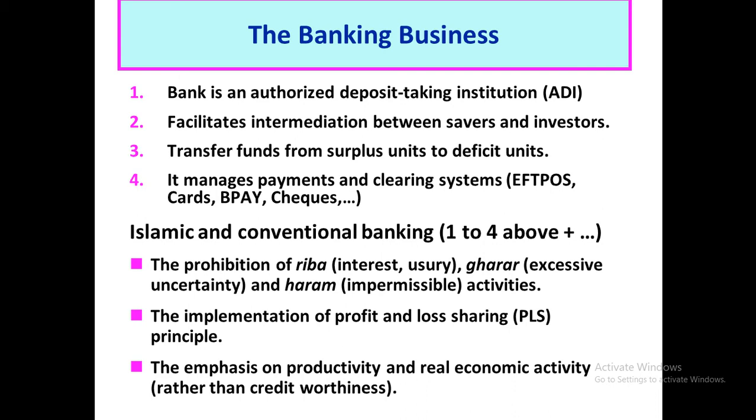The next aim of the Islamic bank is the emphasis on productivity and real economic activity rather than creditworthiness. It means that they do not involve themselves in making money on money, such as interest. They invest in real economic activities and productivity. Productivity means 2 plus 2 is equal to 5, which is equal to efficiency. They invest the pooled money, collected from the investors and savers, and make it productive.